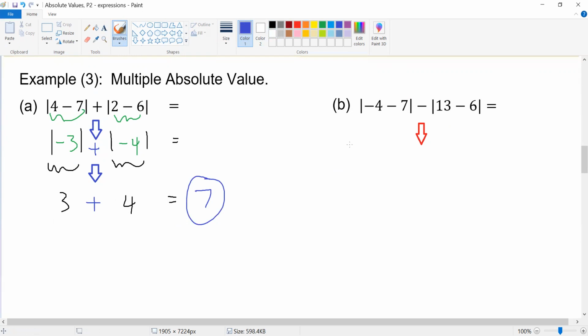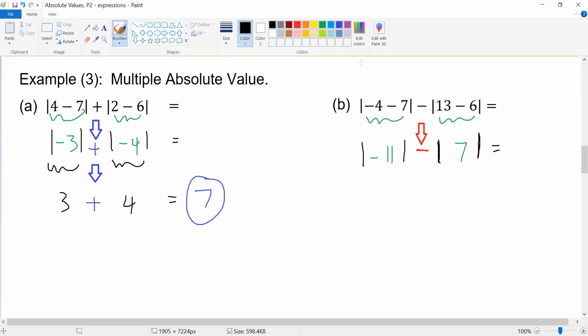Now on to part B. Very similarly, we're going to take care of each of the absolute value stuff first. In the first one, we have the absolute value of -4 minus 7, which is going to be the absolute value of -11. We bring down the subtraction symbol because we're not going to do anything just yet because we still have absolute values to take care of. And in the second absolute value, we have the absolute value of 13 minus 6, which is the absolute value of 7.